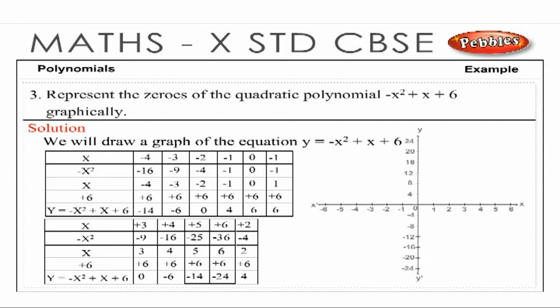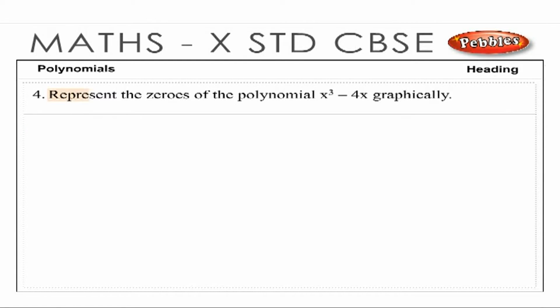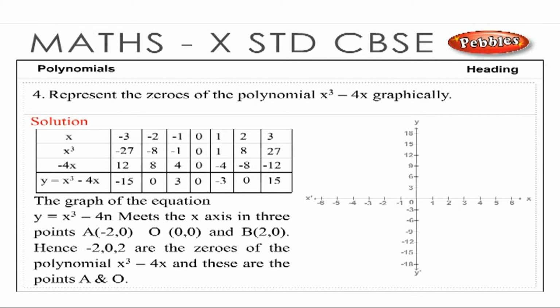Represent the zeros of the quadratic polynomial minus x squared plus x plus 6 graphically. Solution: we will draw the graph of the equation y is equal to minus x squared plus x plus 6 as shown. Represent the zeros of the polynomial x cubed minus 4x graphically. Solution: the graph of the equation y is equal to x cubed minus 4x meets the x-axis in the 3 points A minus 2, 0, O 0, 0 and B 2, 0. Hence, minus 2, 0, 2 are the zeros of the polynomial x cubed minus 4x and these are the points A, O and B.